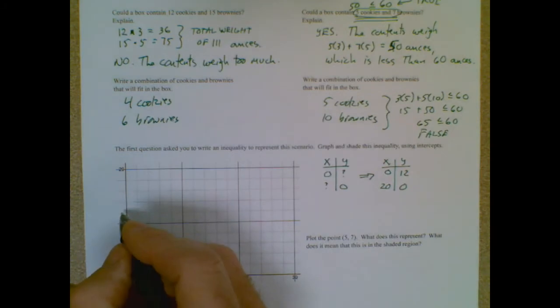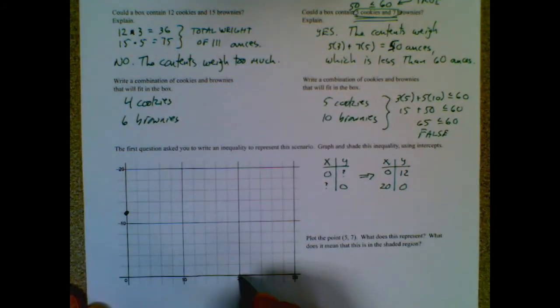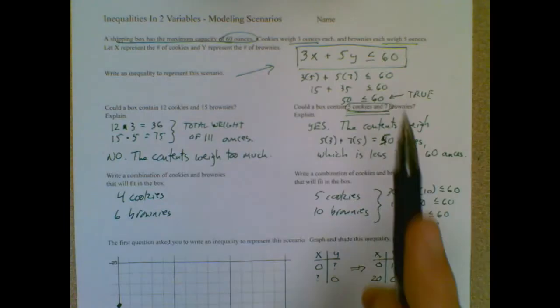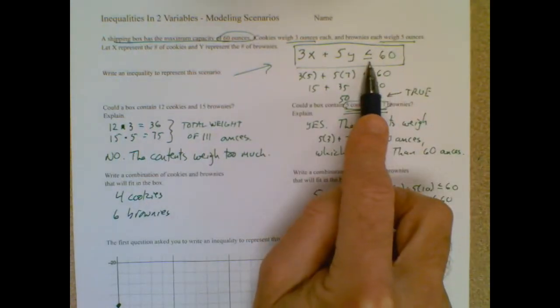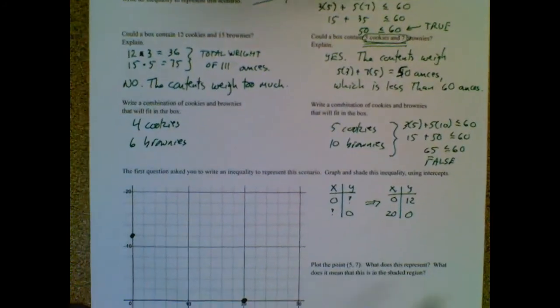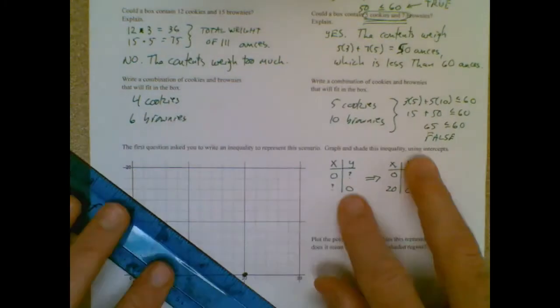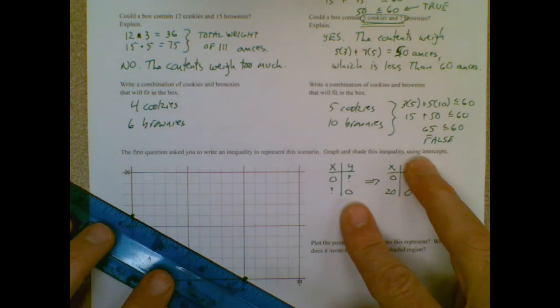0, 12, and 20, 0. I have my two intercepts. I go back up to the original problem. It's a less than or equals to, which means I don't use a dashed line. I use a solid line. And I'm going to go ahead and get that done.